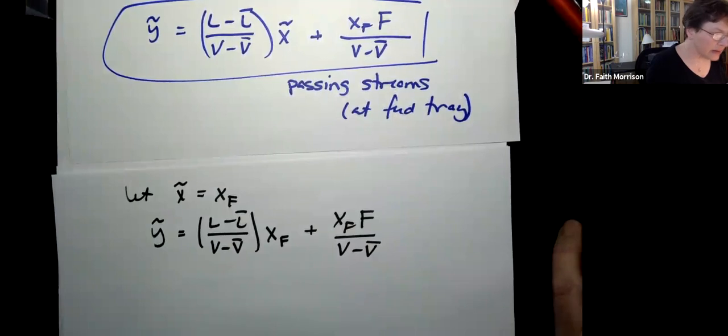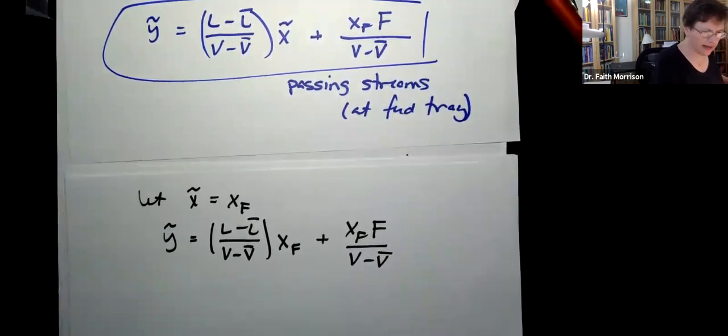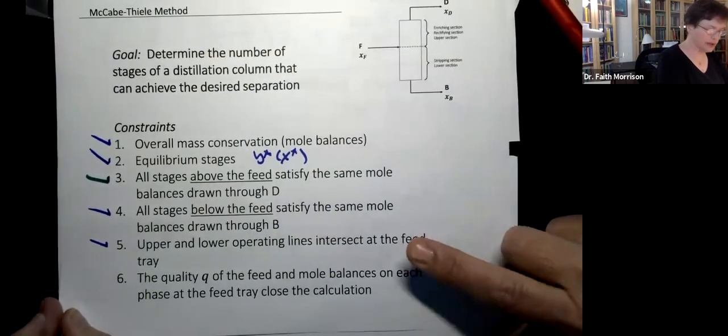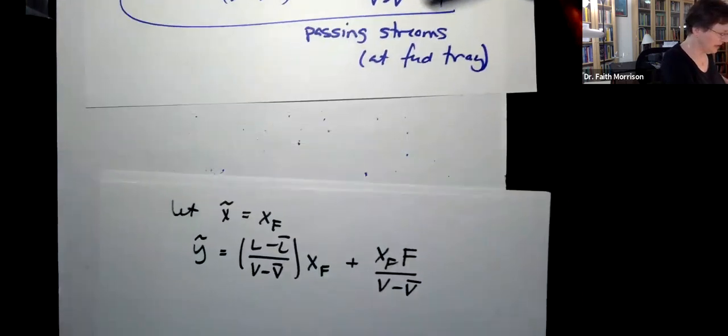All right, so that gets us only so far. We're going to look at the last constraint. So the last constraint is about something called the feed quality. And that's related to the issue of whether or not the feed comes in as a saturated liquid or a saturated vapor. Okay, so we're going to define quality.